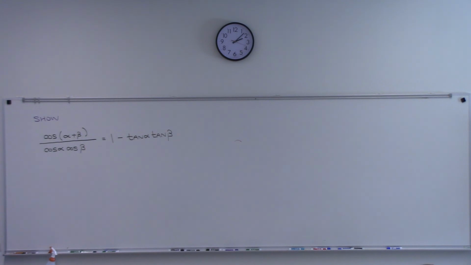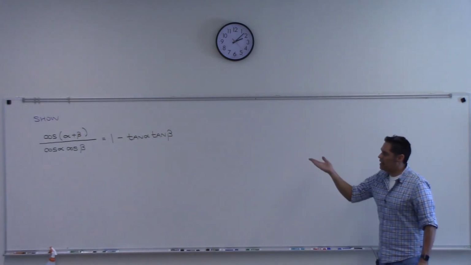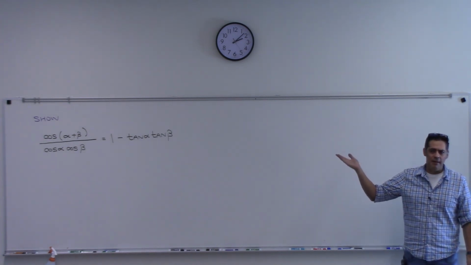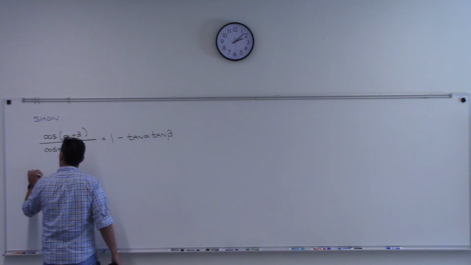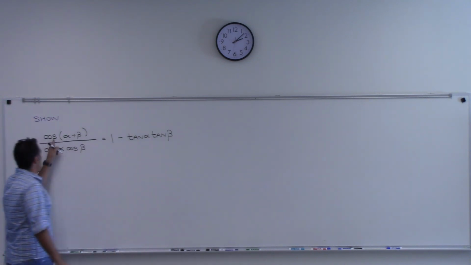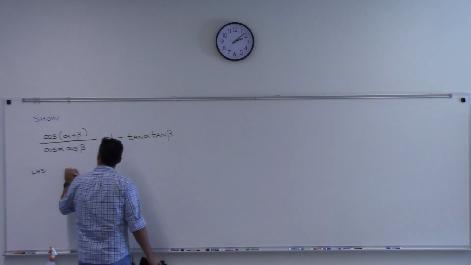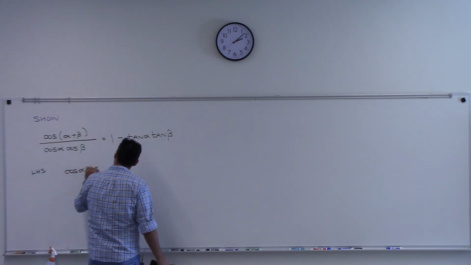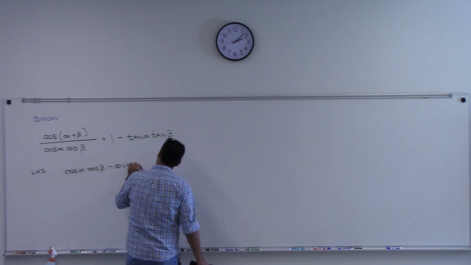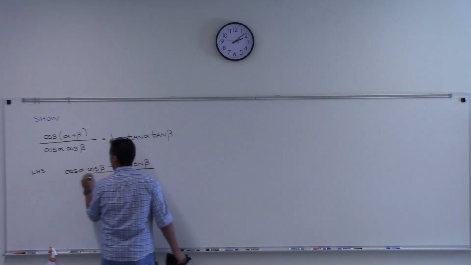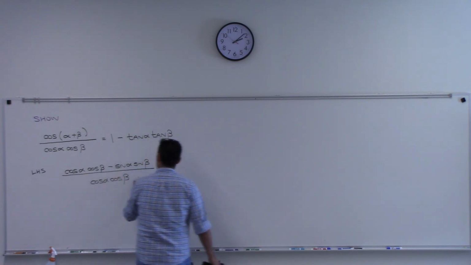All right, you ready? Which side do you want to start with? Left? Okay, and that's mostly because we have a formula for cosine of alpha plus beta, right? So starting with the left-hand side, I'm going to rewrite the cosine of alpha plus beta using the identity, or the formula. So cosine of alpha plus beta is cosine alpha cosine beta minus sine alpha sine beta, but it's all of that divided by cosine alpha cosine beta. There we go.